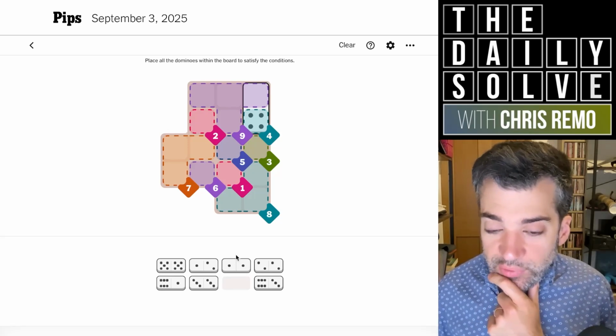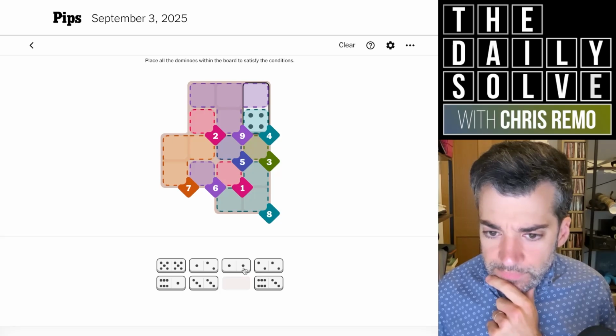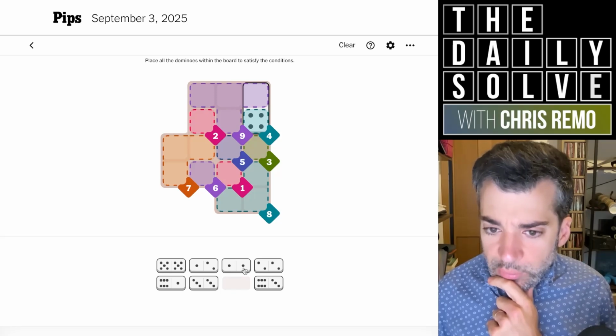I think that means maybe what we want to do is have a double 1 bridging the 1 and the 8. Then we could fill the 8 with a 6, 1. That would leave only a single 6. Okay, I'm going to try that.